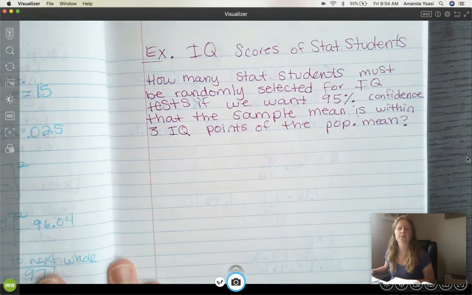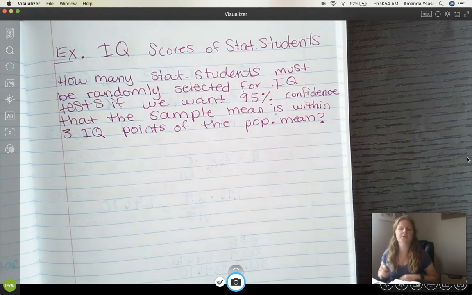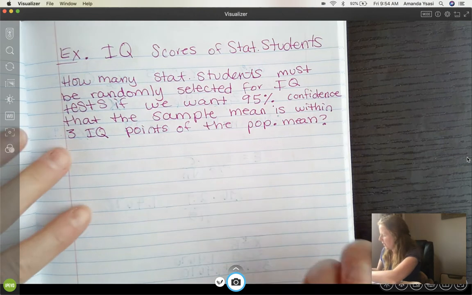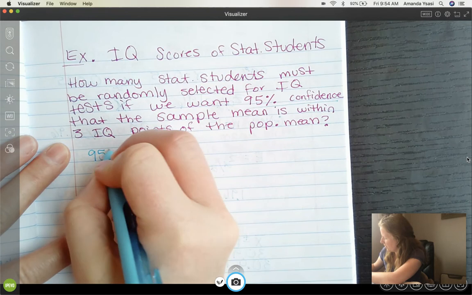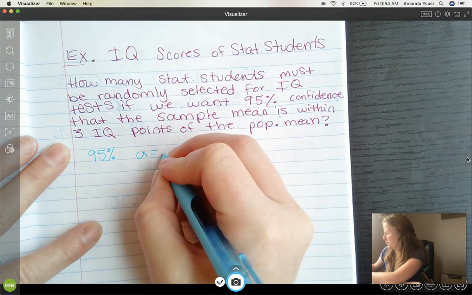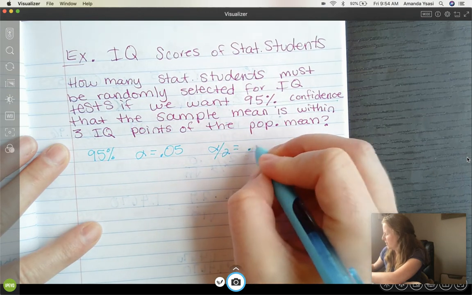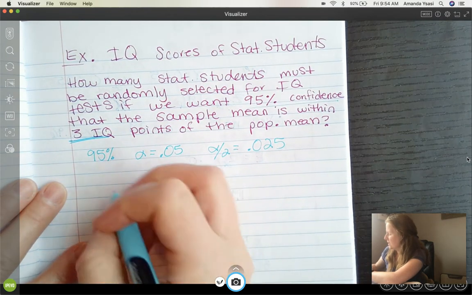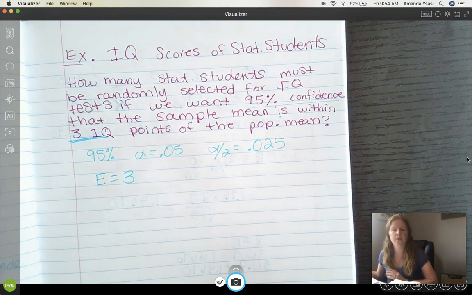All right, so here's our first, or our only, example for this. How many STAT students must be randomly selected for IQ tests if we want 95% confidence that the sample mean is within 3 IQ points? First thing we want to look at is 95% confidence. So alpha is 0.05, and alpha over 2 is 0.025. This 3 is your margin of error, because it says you want it within 3.